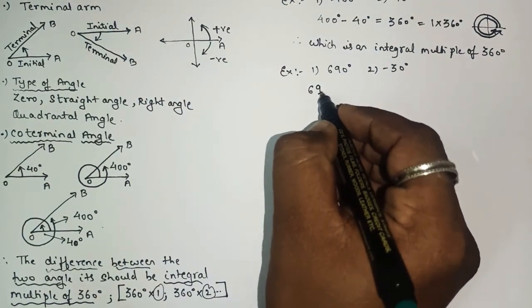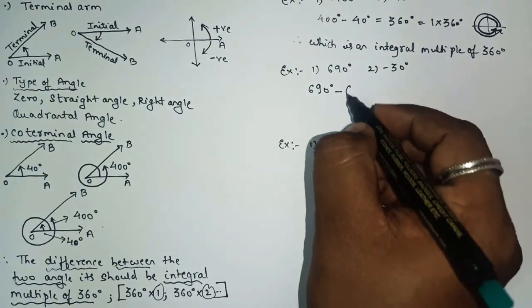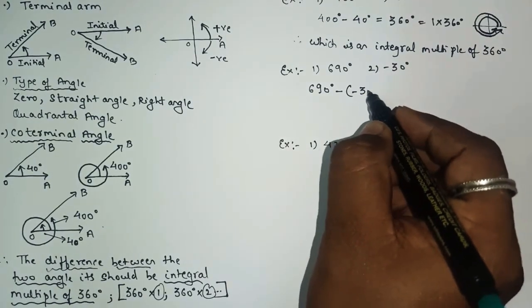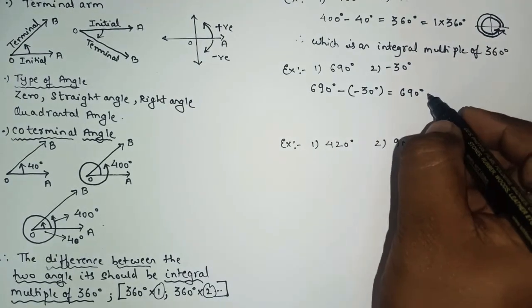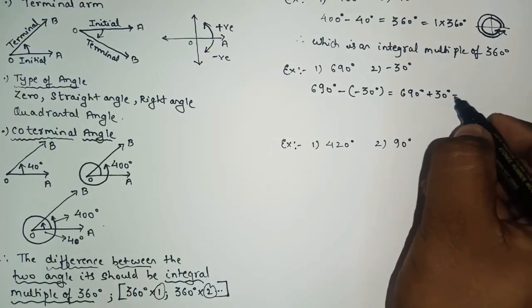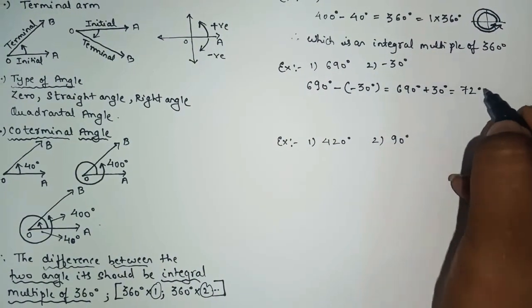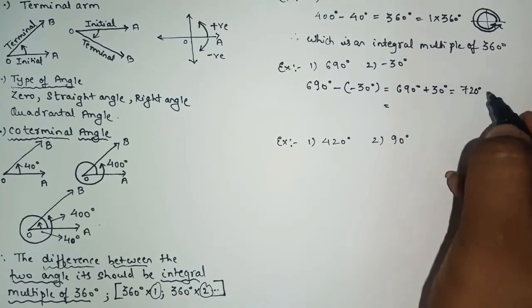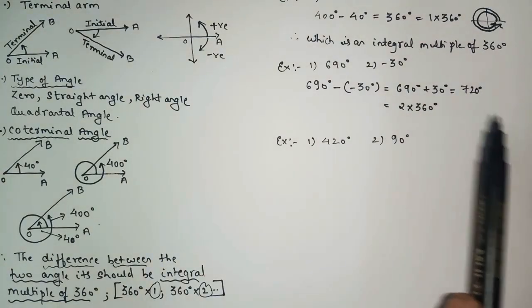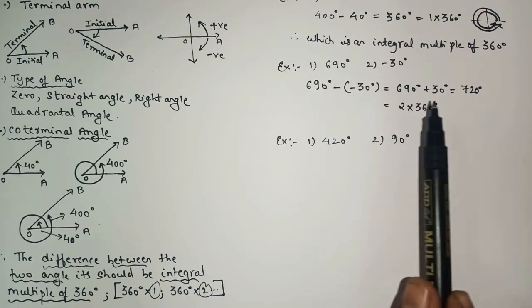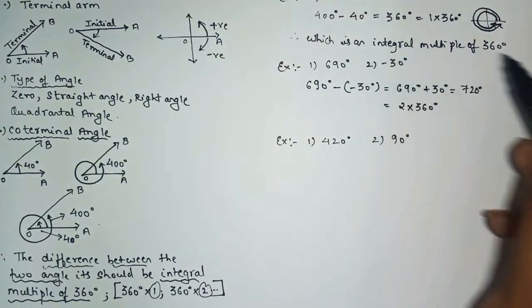So let's see the difference between these two angles. 690 minus, the second angle is already in minus, so we'll write it inside the bracket. So 690 minus minus will be plus 30. 690 plus 30 is 720. So can I write this 720 as 2 into 360? Clearly we can see that for the second example also, the difference between the two angles is an integral multiple of 360.